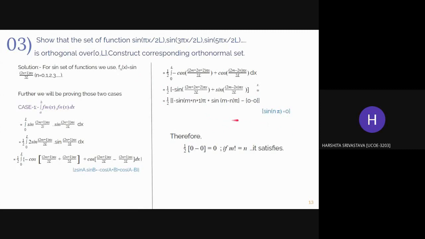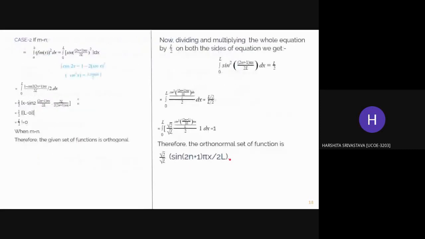How did this come? As we have applied some limit into it. And as we all know, the value of sine n pi is 0 in maths. Therefore, the equation which we get from this is 1 by 2 into 0 minus 0, which is equal to 0, which means that m is not equal to n. Therefore, it satisfies. Further, we do case number 2.